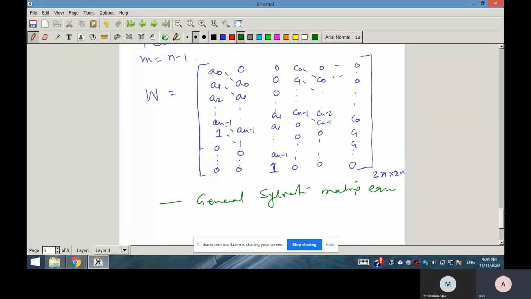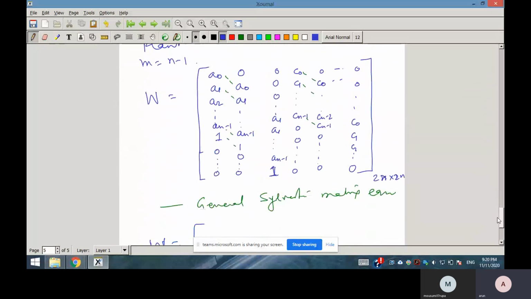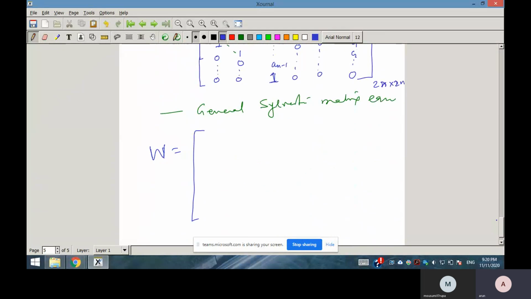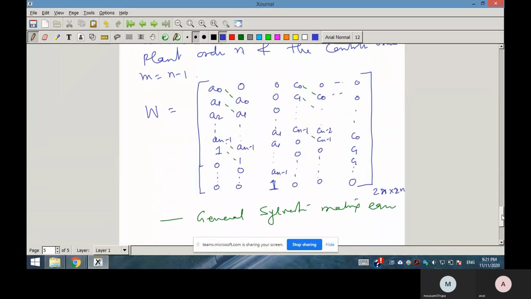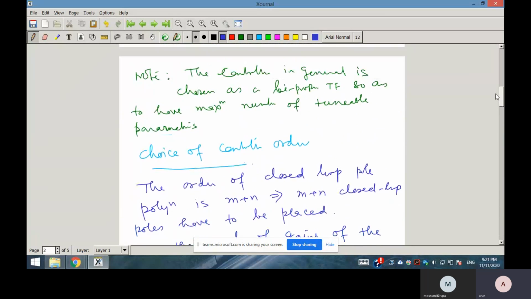So what will be your W now? W contains the controller parameters. So what are the controller coefficients now? There it started from k0 to k1 and h0 to h1. So here it will start from k0, k1, k2 up to dot dot dot kn minus 1, and kn minus 1 is equal to 1, of course.